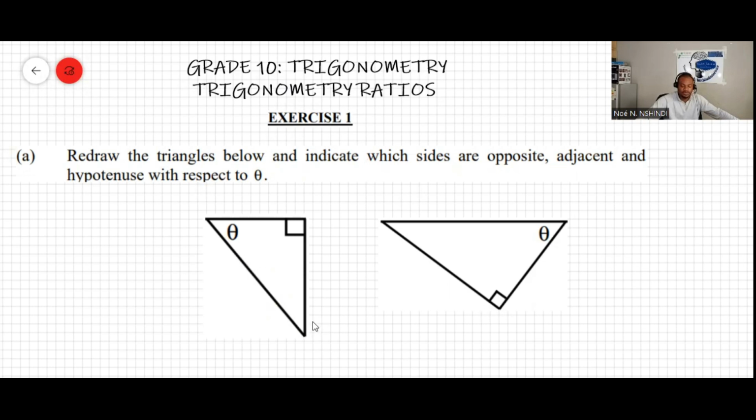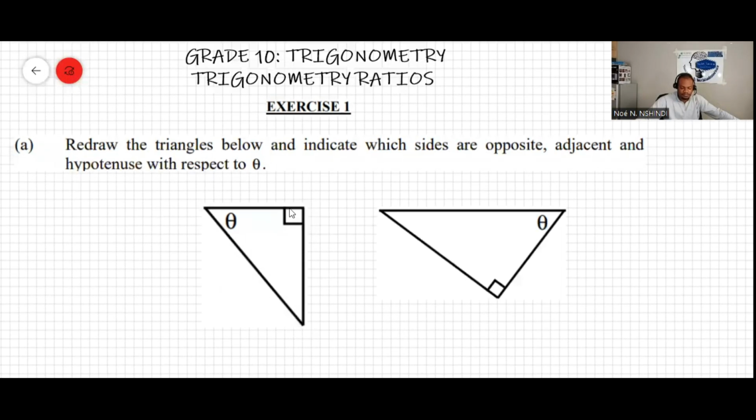Okay. Now, all these sides here are named with respect to the angle theta, okay? So now when I look at this triangle, for instance, the angle theta is over here. Then the side opposite to the angle theta is called the opposite side. So this side is opposite, okay? Opposite side. Okay, and then this side here will be called the adjacent side because it is adjacent to the angle theta. So this is the adjacent side.